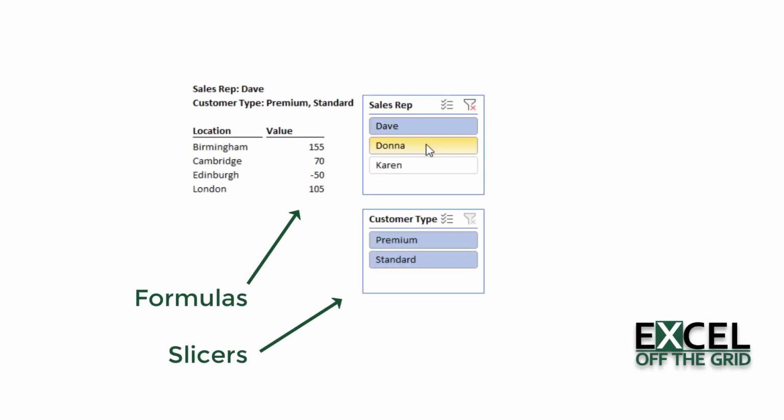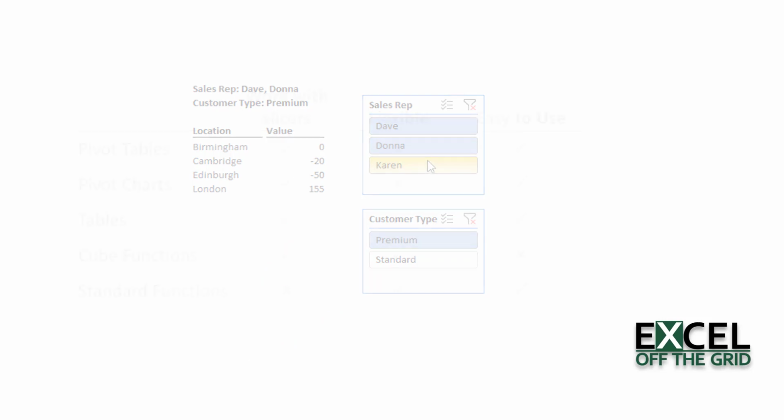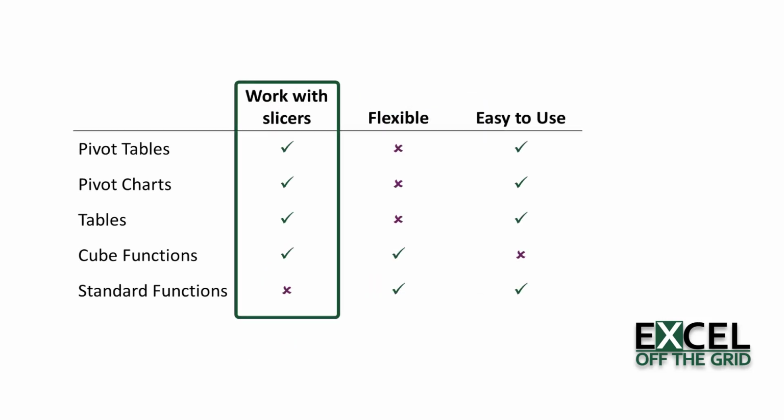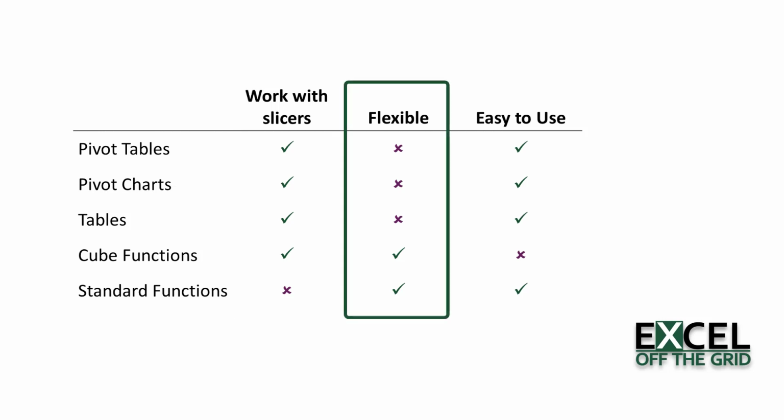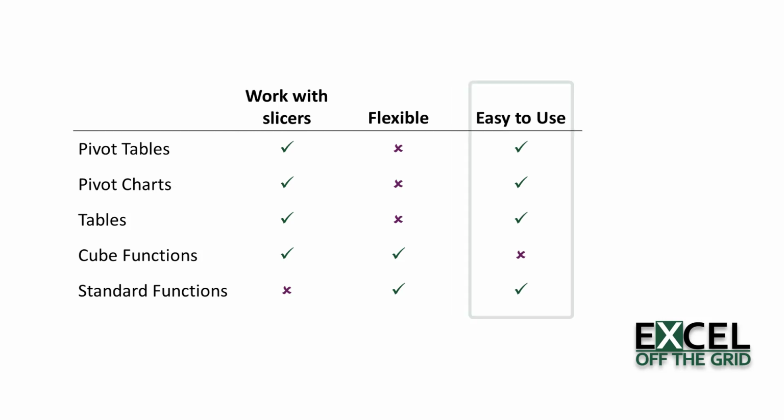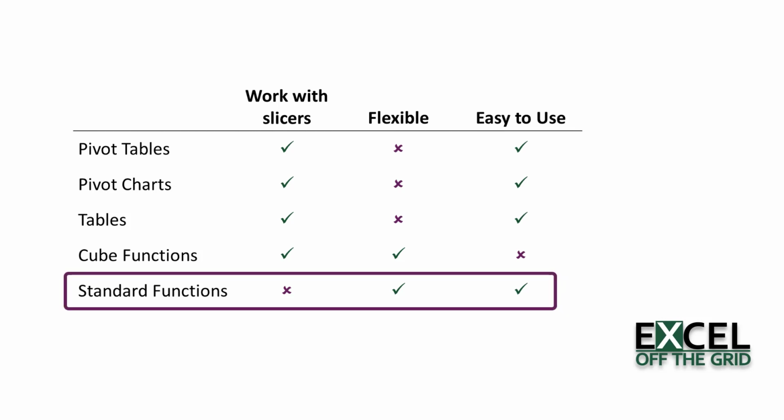In this video I want to show you how to connect slicer selections to standard Excel formulas. Slicers are a great tool for adding user interactivity. Natively they only work with pivot tables, pivot charts, tables and cube functions. Now pivot tables, pivot charts and tables lack the flexibility that we can achieve when using formulas. And the cube functions, well, they're only available when using the data model. So how can we bring the power of slicers to standard formulas?